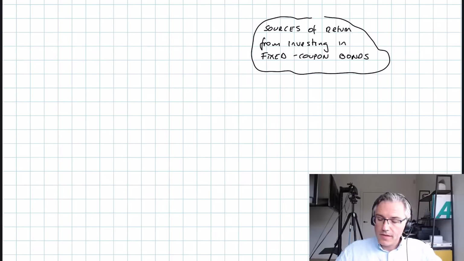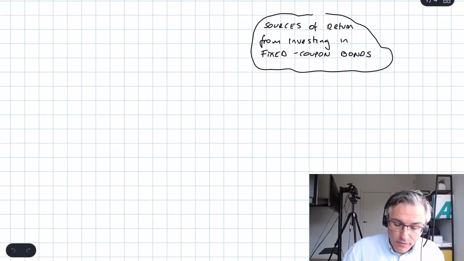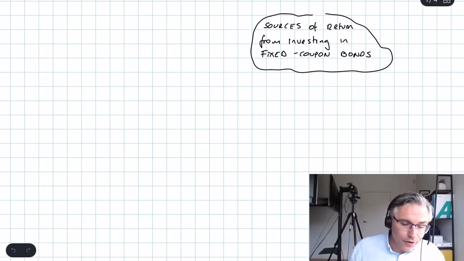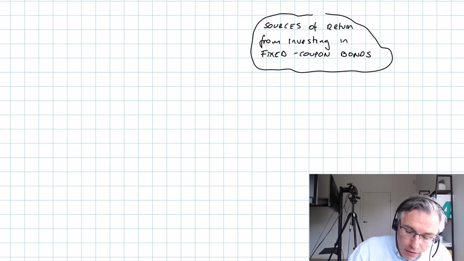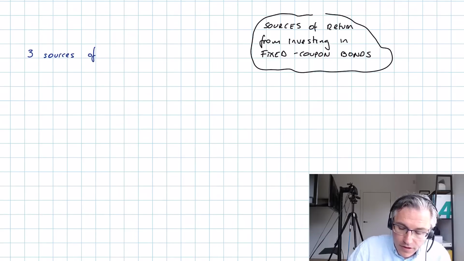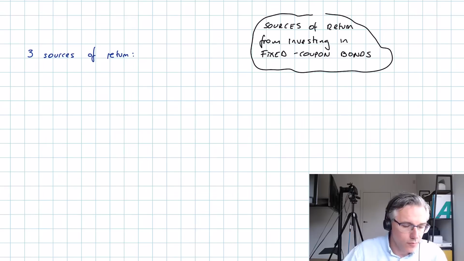Welcome everybody to this lesson on sources of return from investing in fixed coupon bonds, a really important one from the point of view of later being able to appreciate concepts like duration, which are heavily tested. So let's start off with listing the three sources of return that you may expect to generate when investing in fixed coupon instruments.